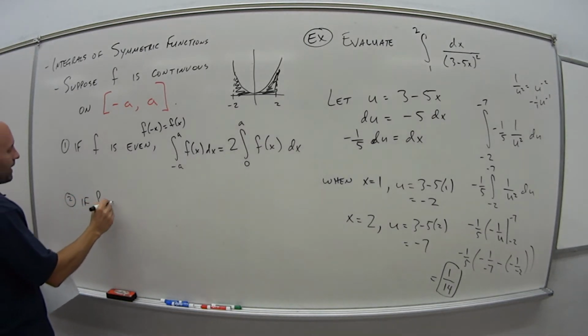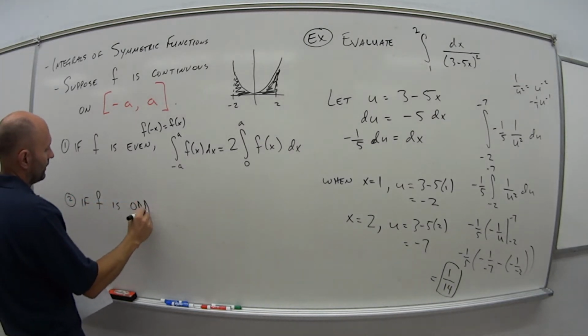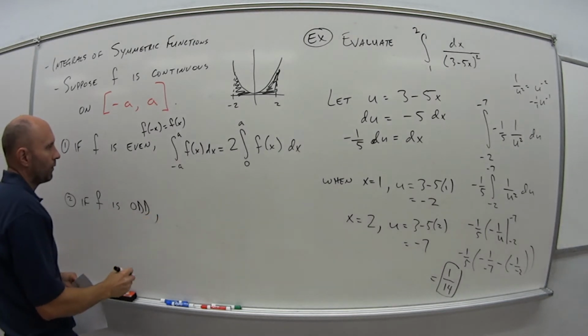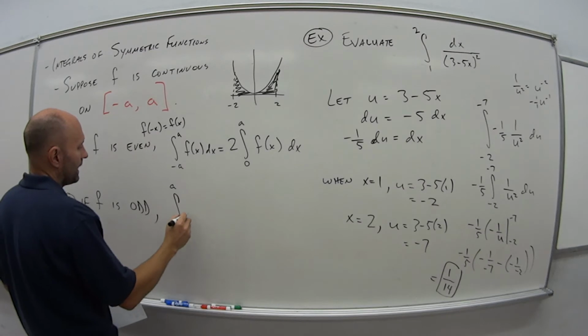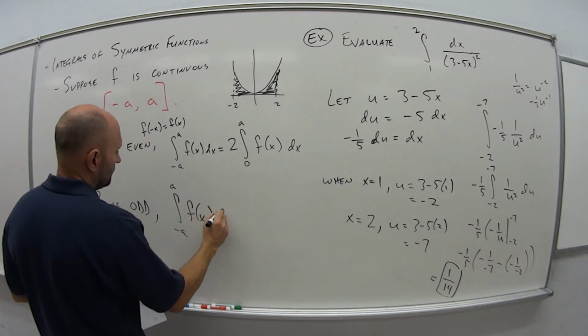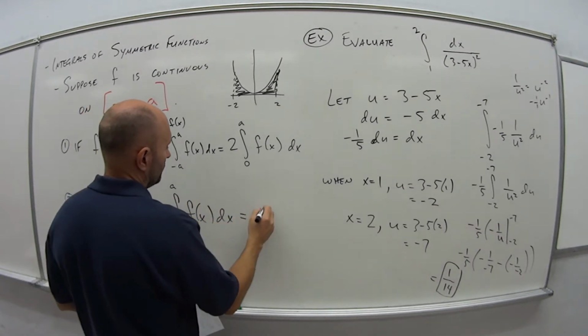And if f is odd, so for example, the function x to the third power, the integral from negative a to a of f(x) dx is just 0.